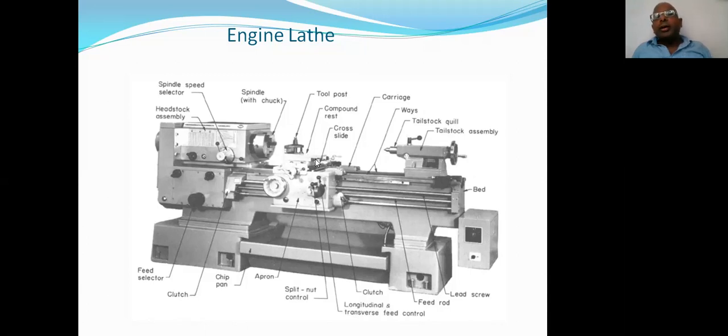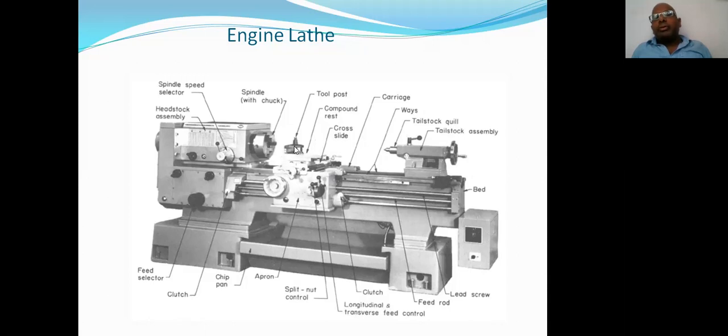It supports the cross slide also. So the movement of the carriage causes movement of the tool post or compound rest or cross slide. So the major purpose of this particular carriage is in order to mount all these combinations.